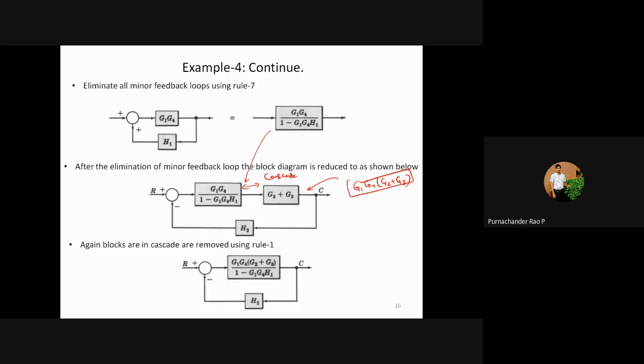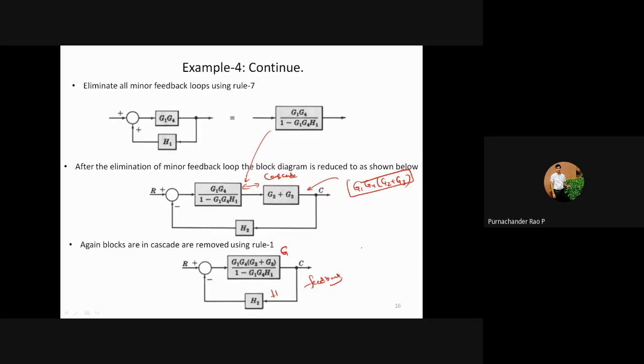And therefore you can write this as G1 G4 into G2 plus G3 divided by 1 minus G1 G4 H1. Okay, and now you can assume this as a G, and this is an H, and this is a feedback loop.